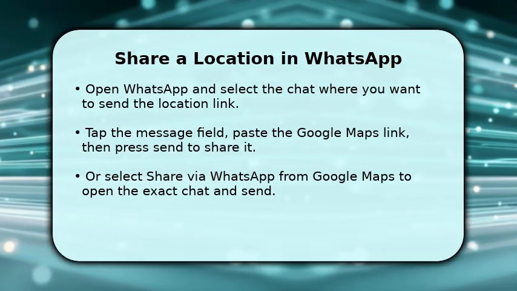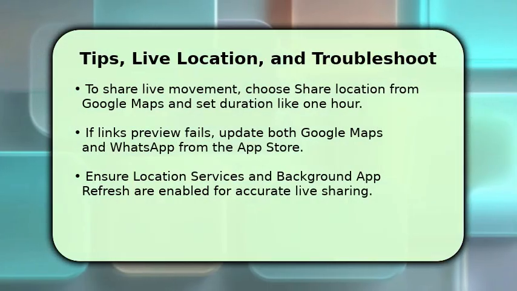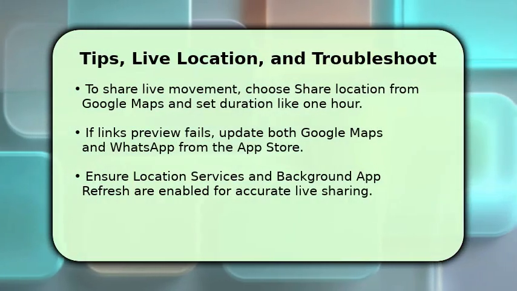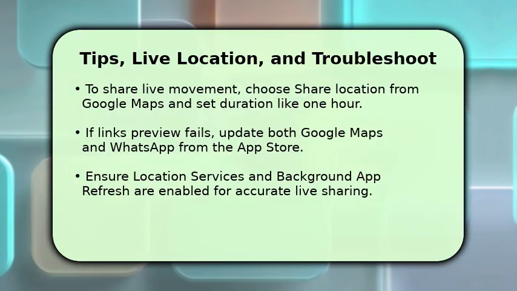To share live movement instead of a static pin, choose Share Location from Google Maps and set a duration like 1 hour. This service will send a live tracking link to your WhatsApp contact for the chosen time.